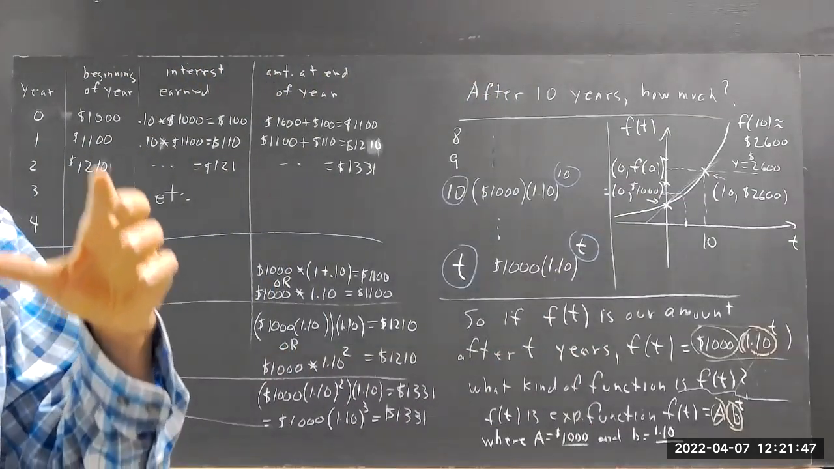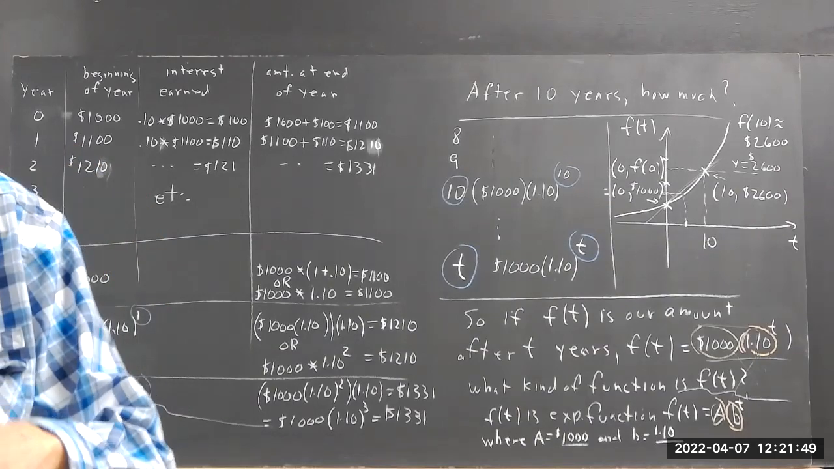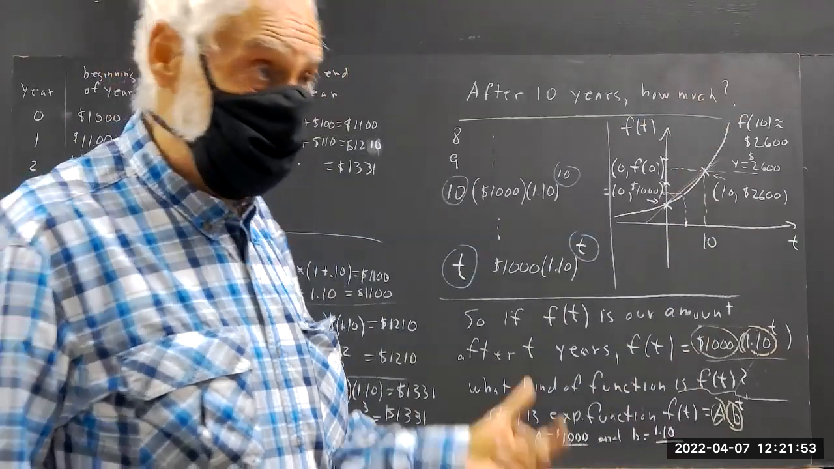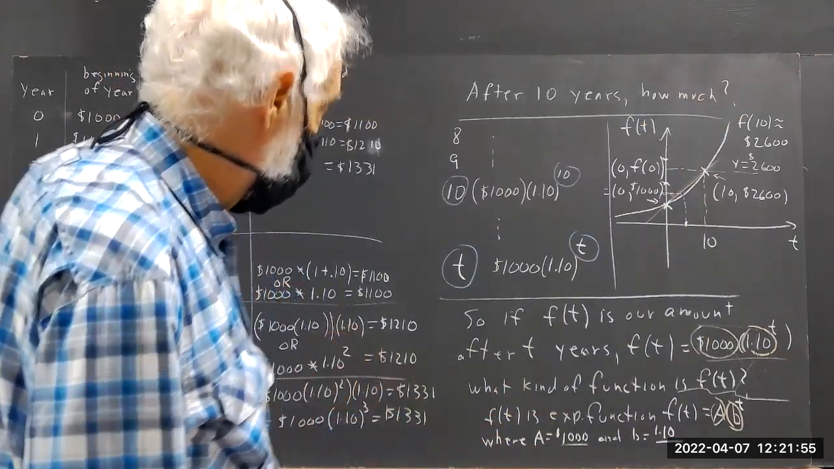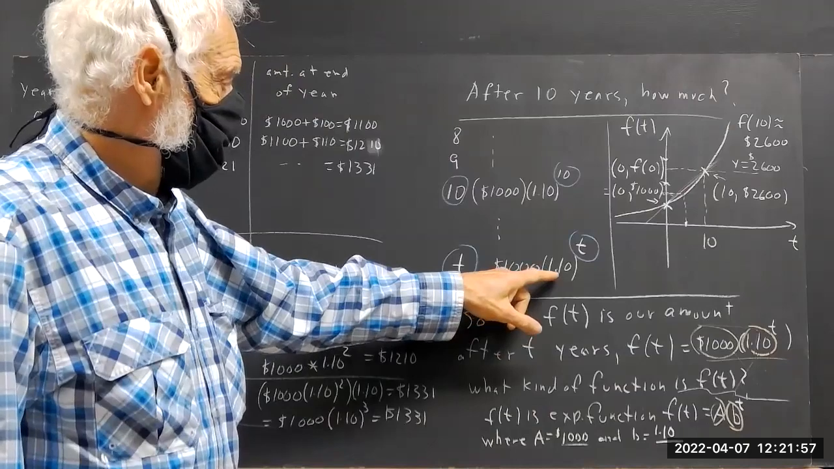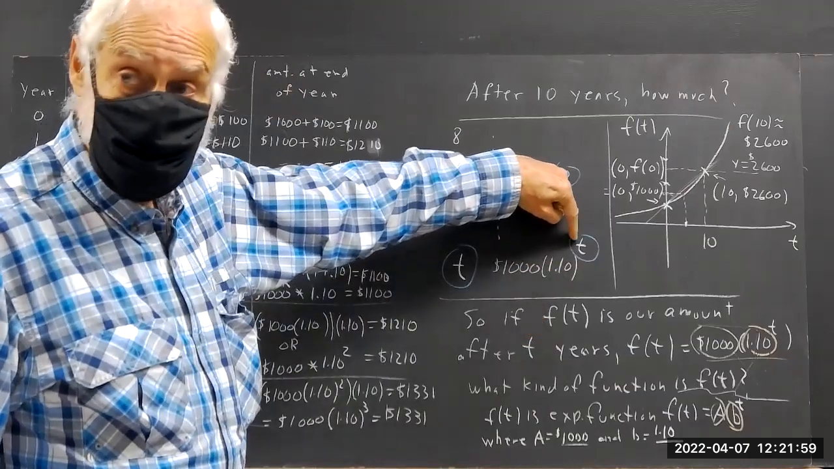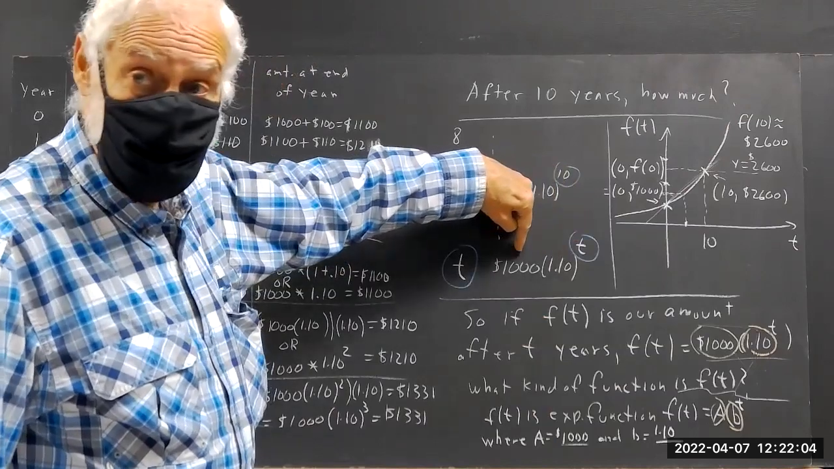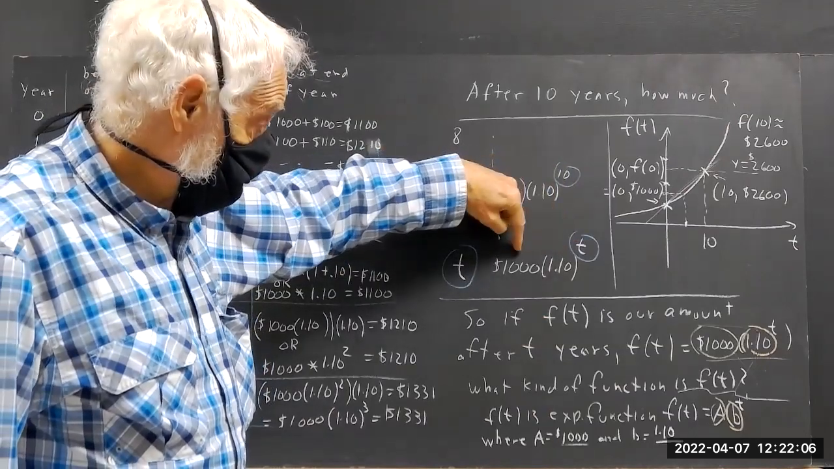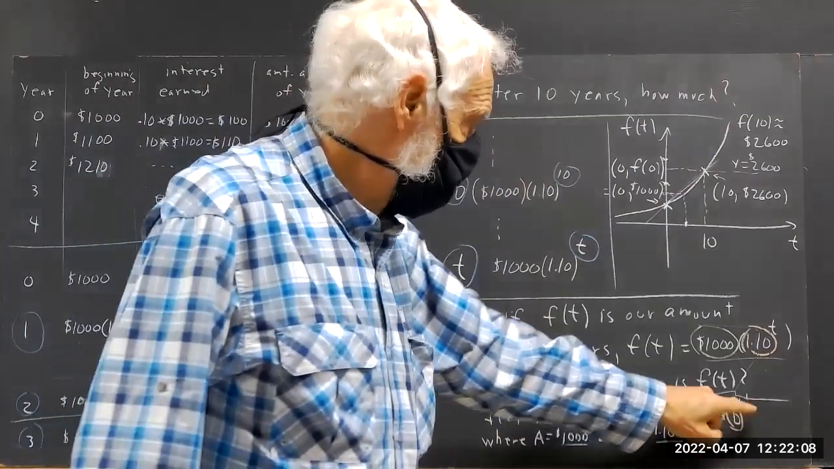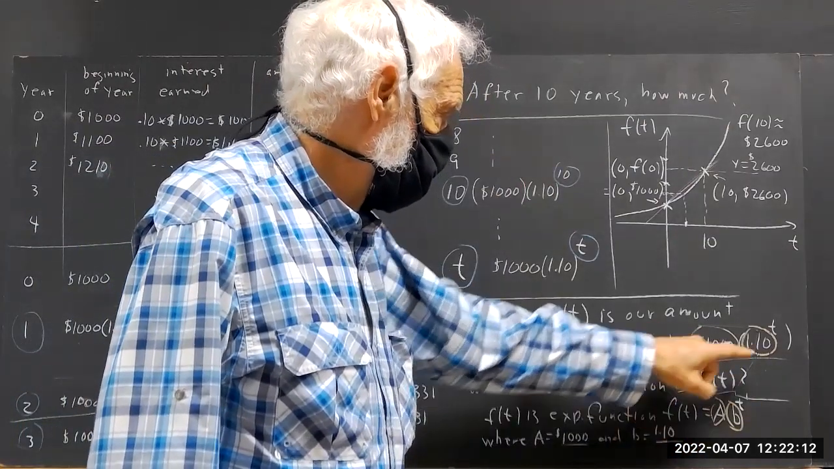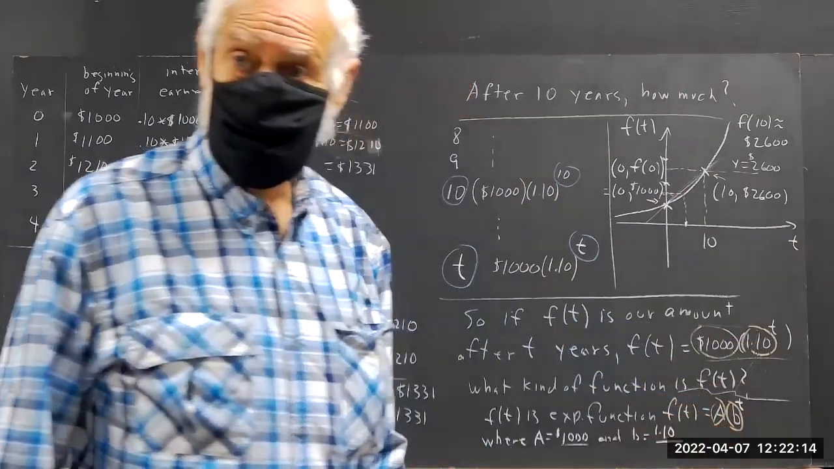Now that's the way compound interest works and why you get an exponential function. You get an exponential function because your interest is 10%. You multiply by 1.10 for every one of the t years, starting with your initial amount. It's an exponential function, A B to the t, with A equal to $1,000 and your base equal to 1.10.